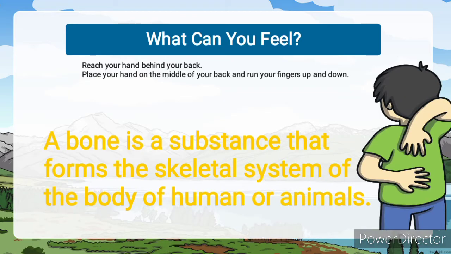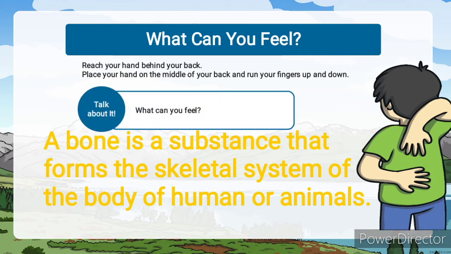When you reach your hand behind your back, what do you feel? Now, I want you to place your hand on the middle of your back and run your fingers up and down. Now, let's talk. What can you feel? A bone, yes, a bone. A bone is a substance that forms the skeletal system of the body of humans or animals.